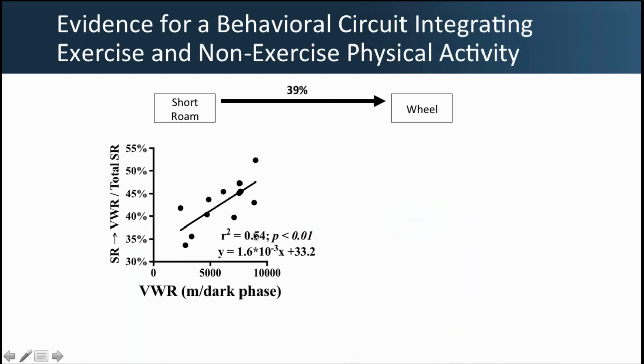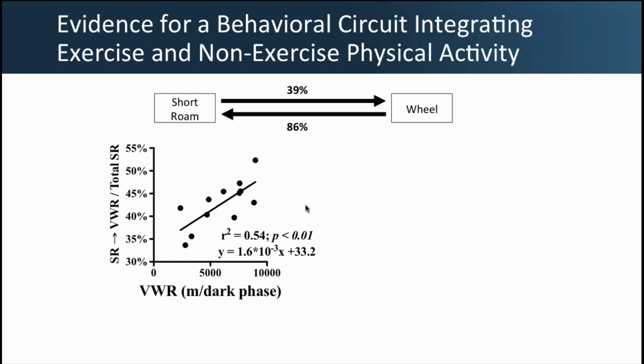And so with this idea that short roaming and wheel running could function as a circuit, we wanted to look at how the frequency with which a mouse transitioned from a short roam to a wheel, which we knew as a group was 39%, and see if the fraction of transitions to that relative to the total number of short roaming events predicted wheel running. So does the abundance of this transition predict how much they run on the wheel? And indeed it does. It explains about 54% of the variance in this particular group of mice. When you do the converse and you look at the transition from the wheel to the short roam, there's no relationship. So that was interesting to us.